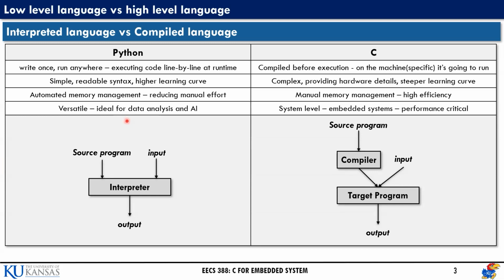It has a lot of libraries to do data analysis and artificial intelligence tasks. On the other hand, C is more of a system level language. We use it for embedded systems, or if our resources are so constrained but our performance is critical. In that case, we use the C language.